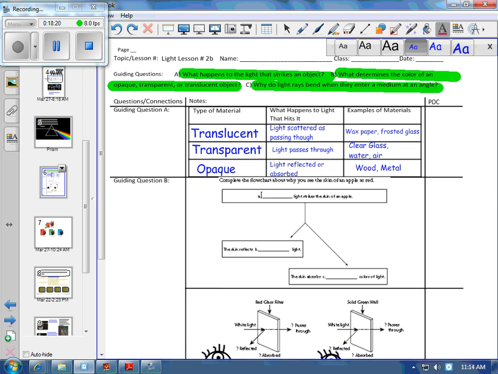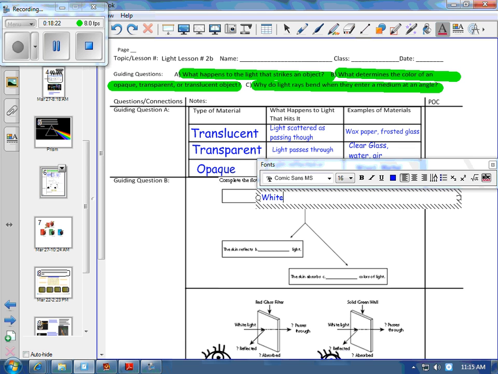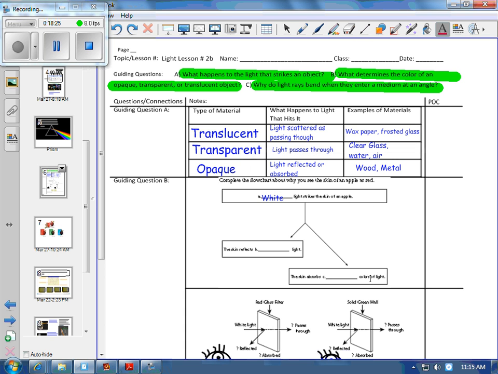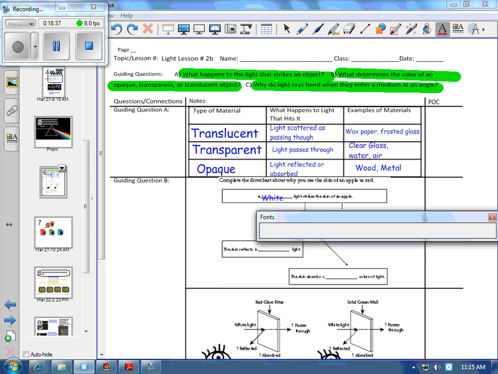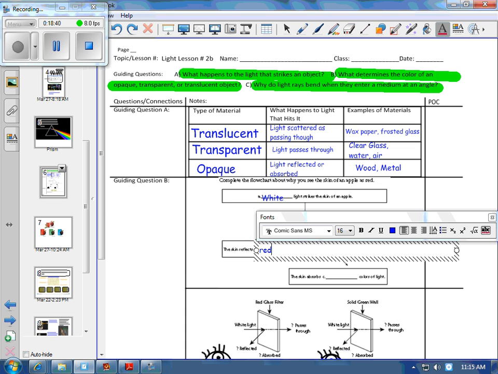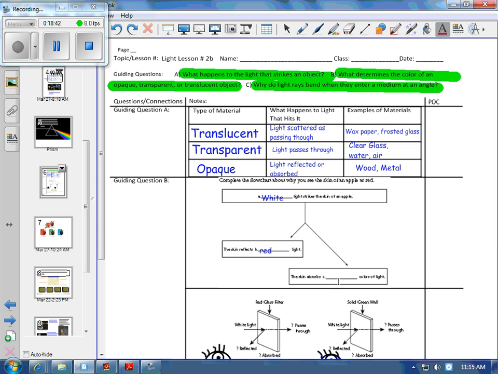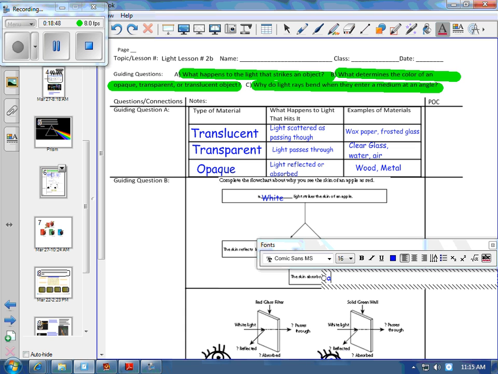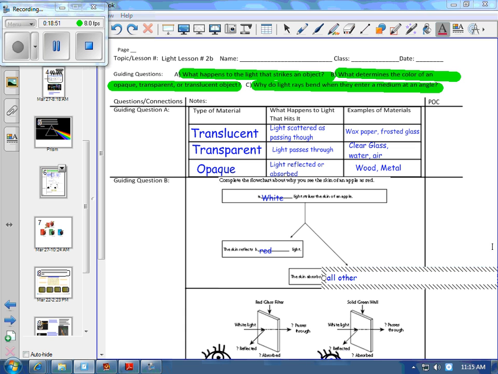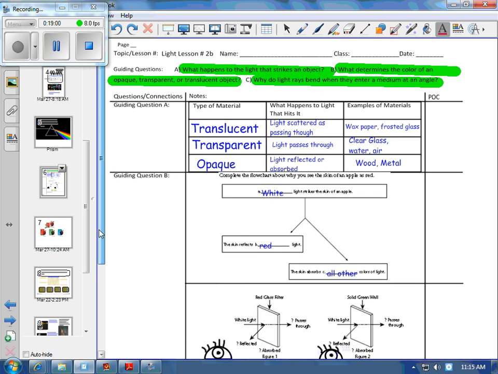And I could probably type that in. White light strikes the skin of an apple. Okay, then the skin reflects. So if it's a red apple, the skin is going to reflect red light to your eyes. That means that the apple's skin is going to absorb all other colors of the light. Okay, so you see the color that's reflected to your eye. All the other colors are absorbed by that object.